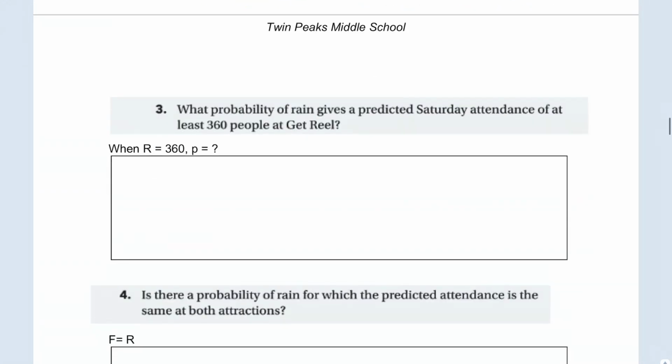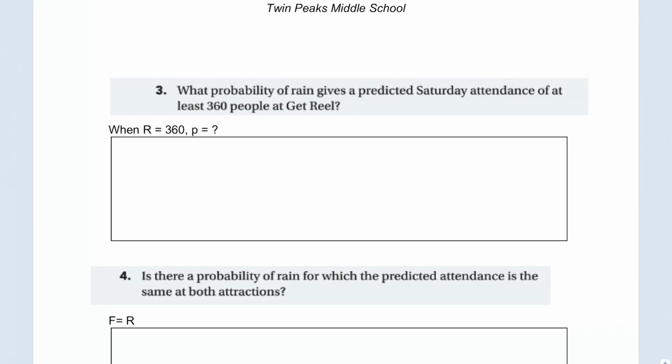Okay, let's keep going. Number 3, what probability of rain gives a predicted Saturday attendance of at least 360 people at Get Real? So we're looking again for probability, and we're looking at Get Real, okay? But some really important thing here, at least 360 people. We're not going to get an equation here, but instead we're going to get an inequality, okay? But first, let's start with an equation.